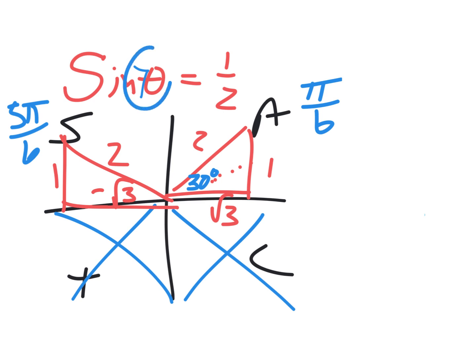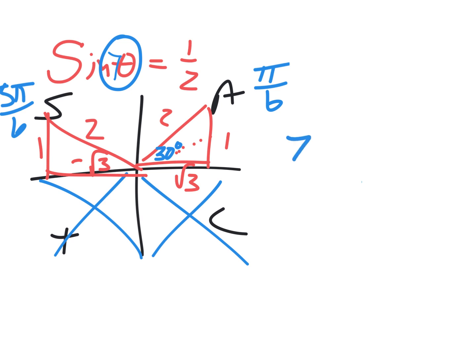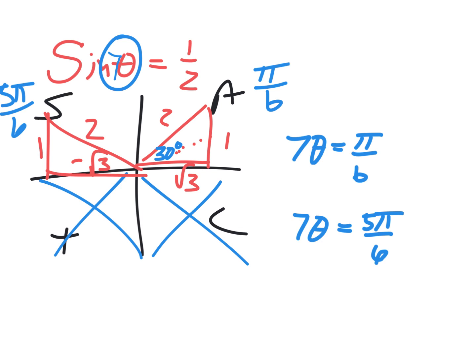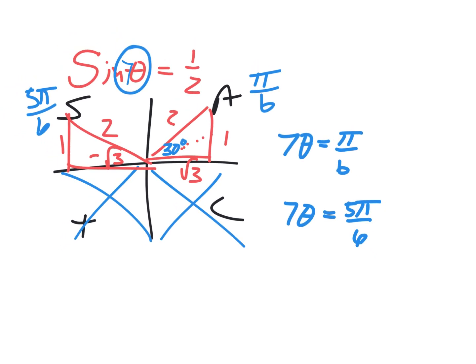But since it's actually a question about 7 theta there, then 7 theta is equal to pi over 6, and 7 theta is equal to 5 pi over 6. But there's something missing from both of my answers. Mr. Good, did you catch what I needed to put there? Plus something. Plus 2 pi k. There we go.